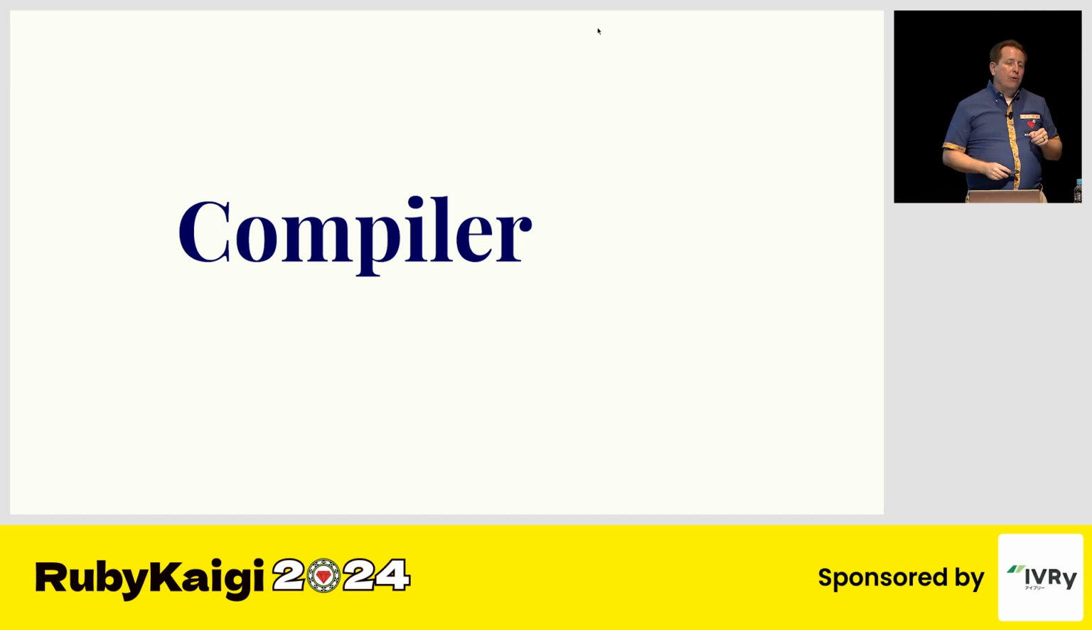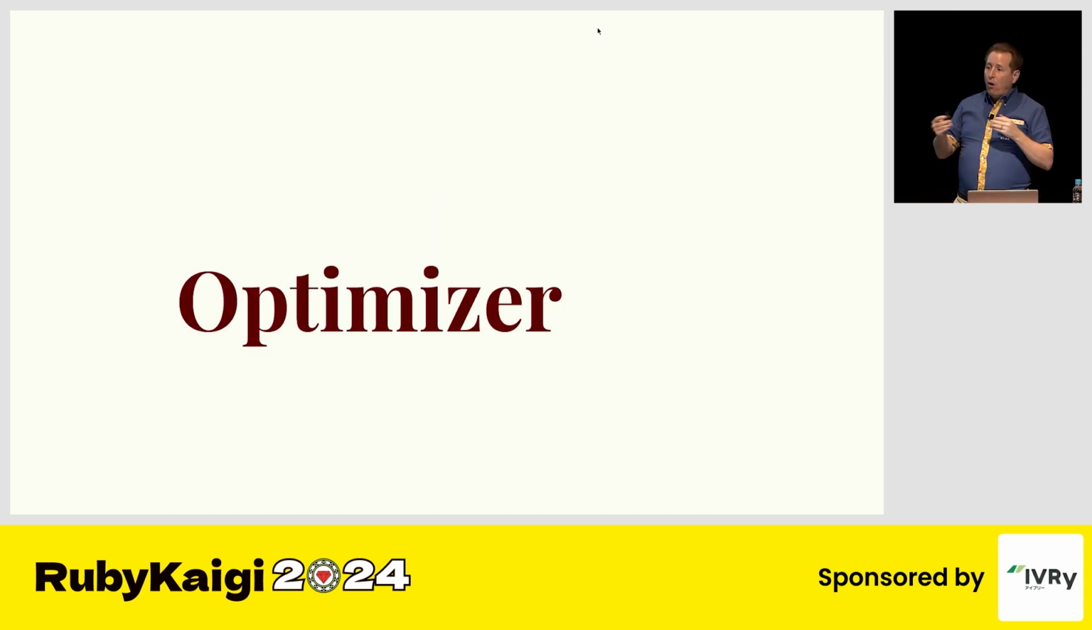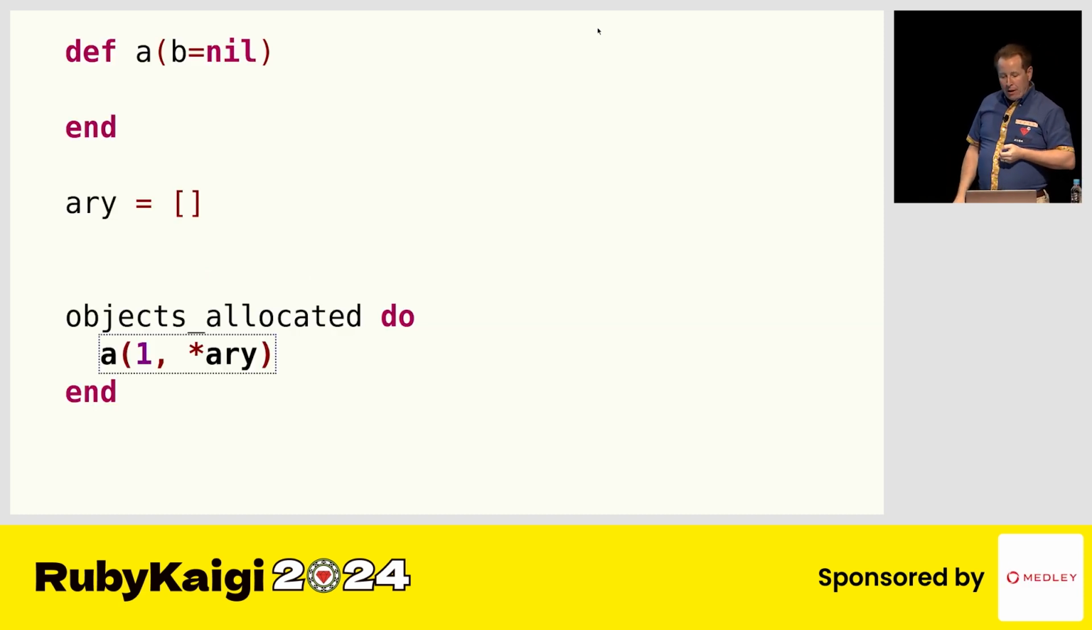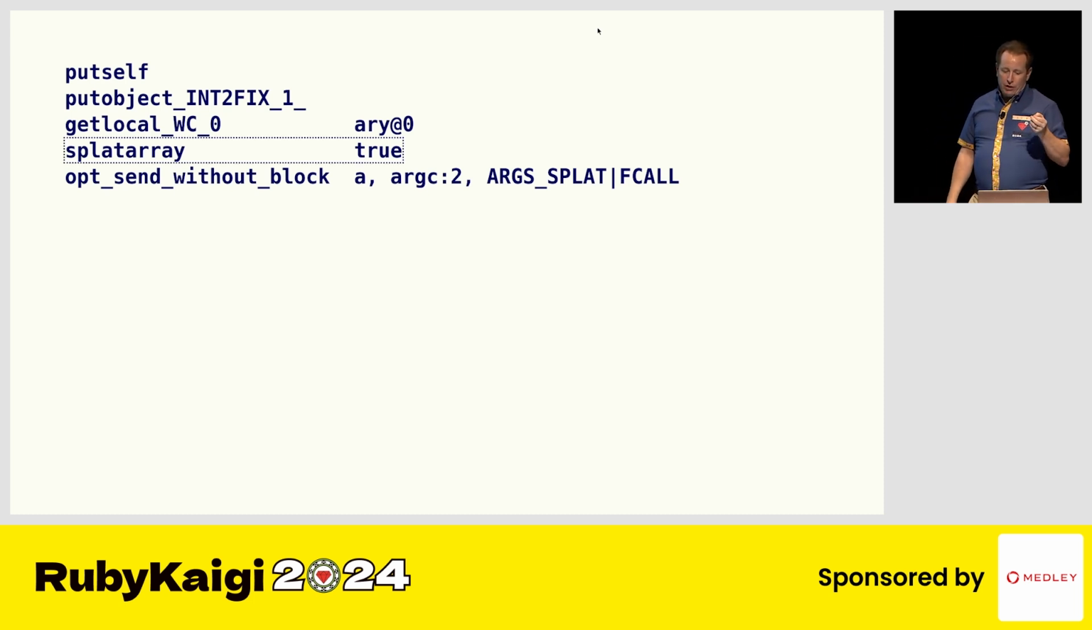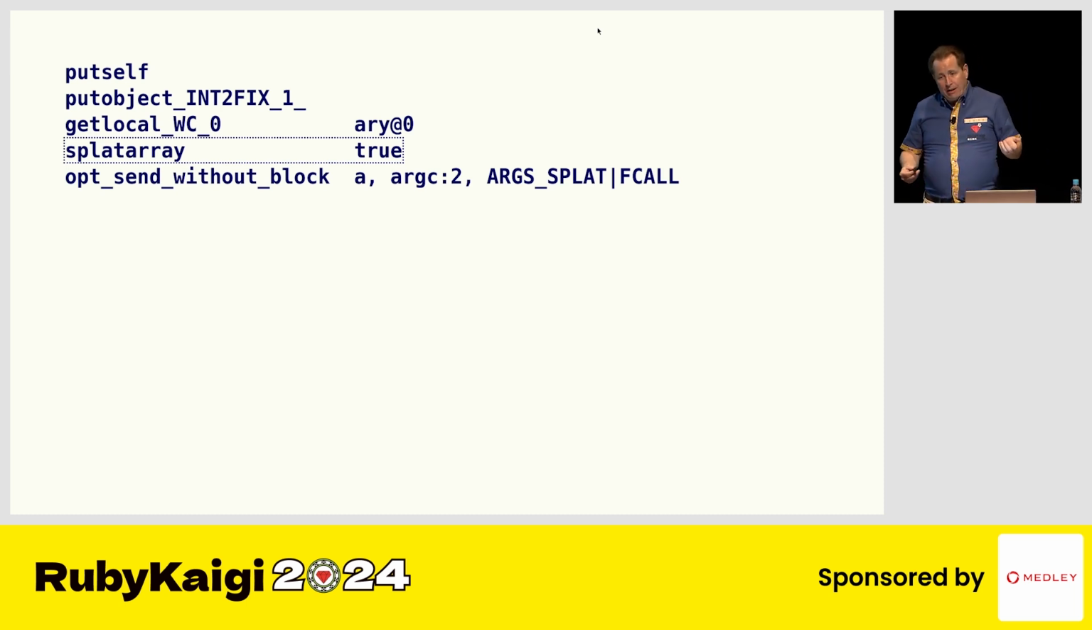Now, if you want to optimize code depending on the abstract syntax tree, those changes are best made in the compiler. But if you want to optimize code for all cases where specific combinations of instructions are used, regardless of the abstract syntax tree that generated the instructions, those changes are best made in the optimizer. So for this method call, these are the virtual machine instructions. And to remove the unnecessary array allocation, we need to change splat array true to splat array false. However, you can't just change splat array true to splat array false in all cases. There are cases where splat array true is necessary for correct behavior.